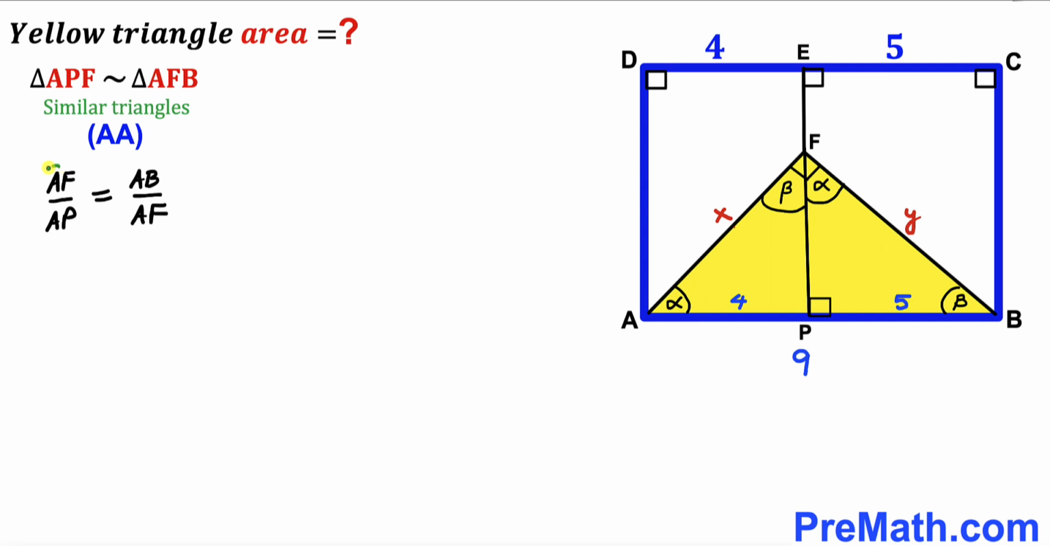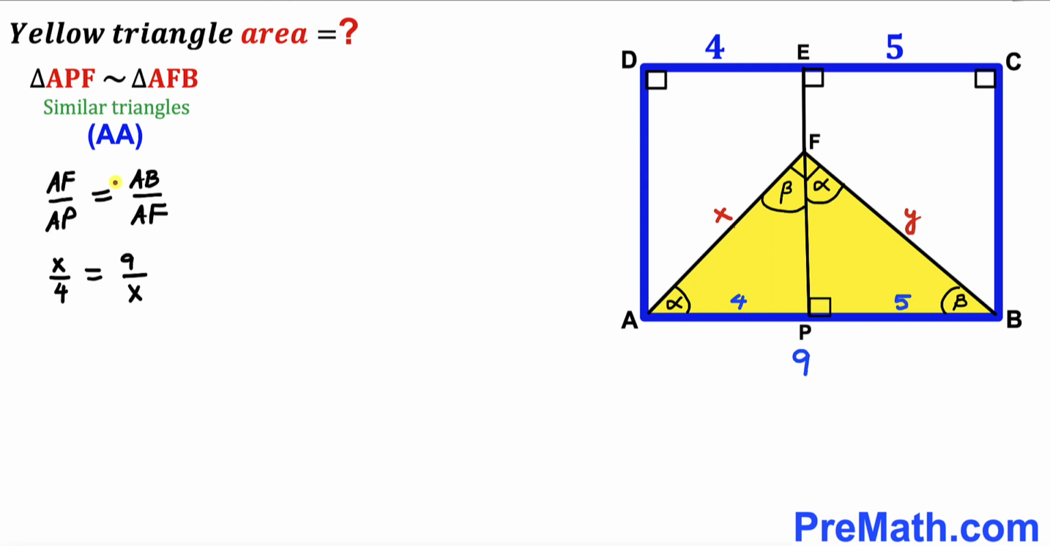Now AF length is X, so I'm going to replace that with X. Likewise, this AF I'm going to replace with X as well. This AB side is 9, so I'm going to replace that with 9. And finally, AP segment length is 4 units, so I replace that with 4. So we can write X divided by 4 equals 9 divided by X.